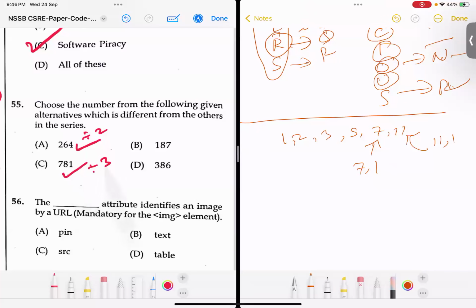781 is divisible by 3, right? 781. So 781 is not divisible by 3. 386 is divisible by 2, right? Because if you divide it by 2, you will get a whole number, right?